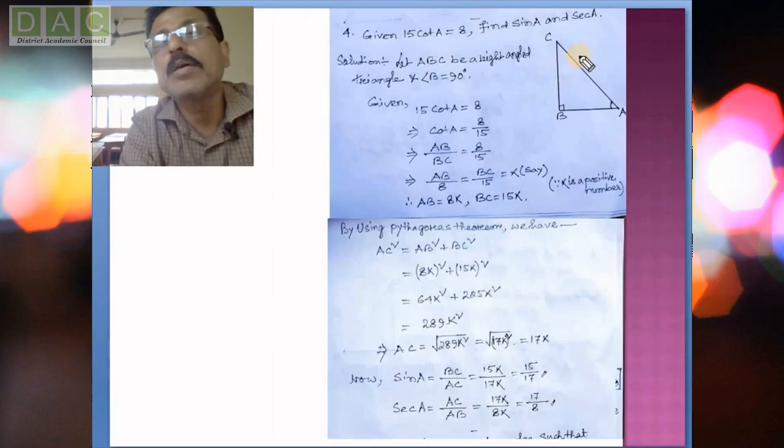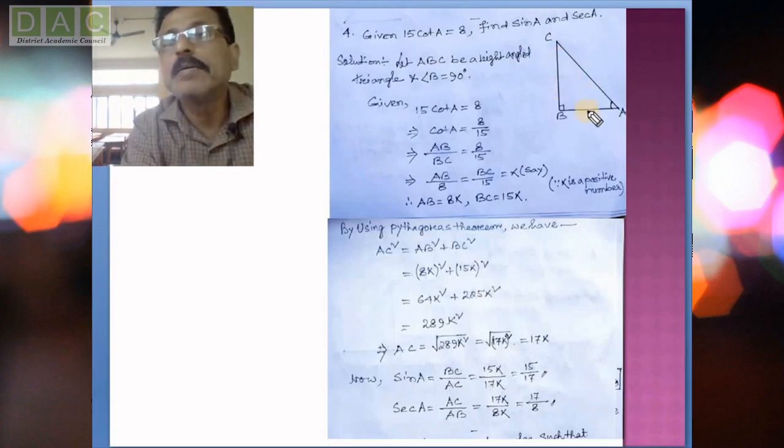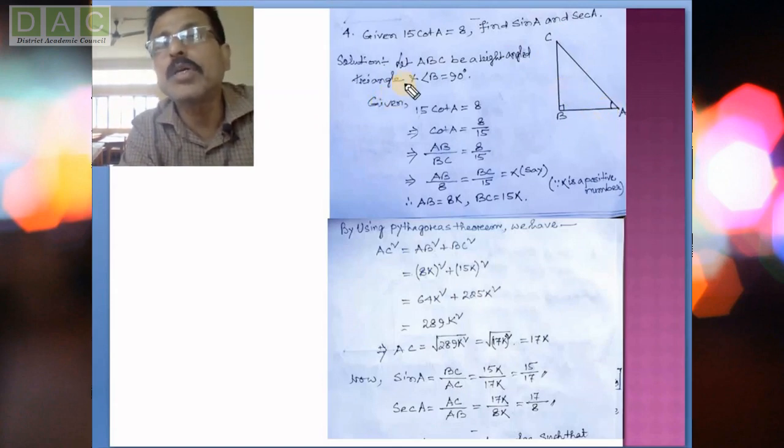See question number 4: given 15 cot A equal to 8, find sine A and sec A. Now first of all you draw the diagram, a right angle triangle. So this is a right angle triangle ABC, these two are acute angles and this is the right angle. So write the solution: let ABC be a right angle triangle and angle B is 90 degree. Now given in the question is 15 cot A equal to 8. So you arrange it, cot A equal to 8 by 15.